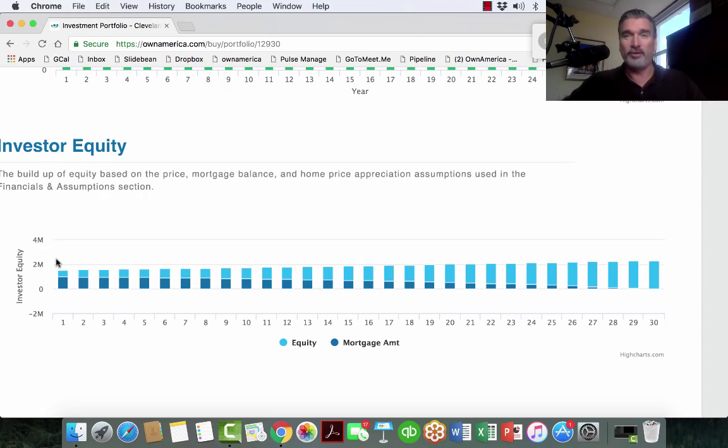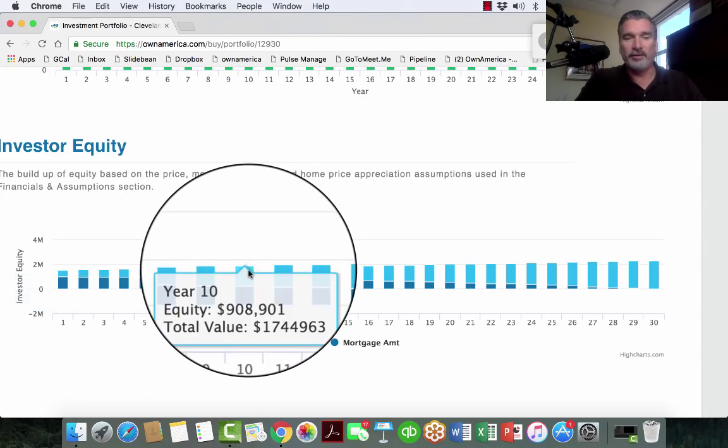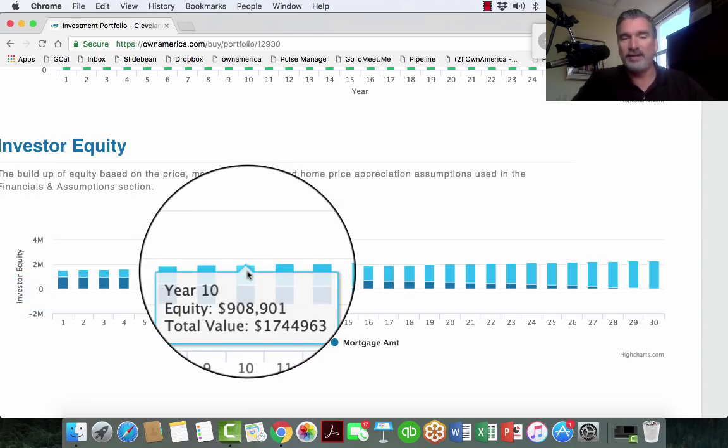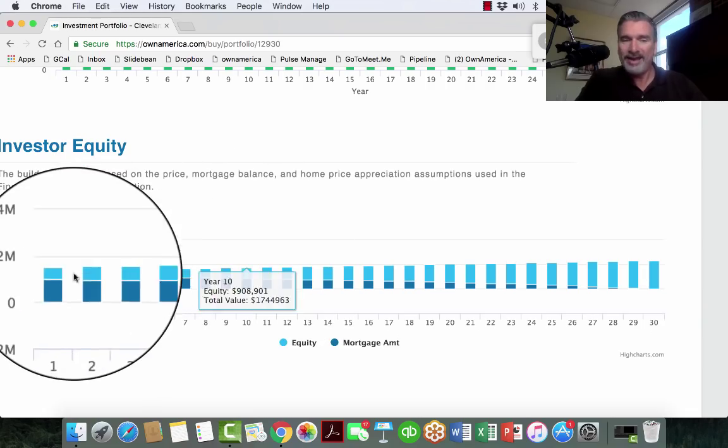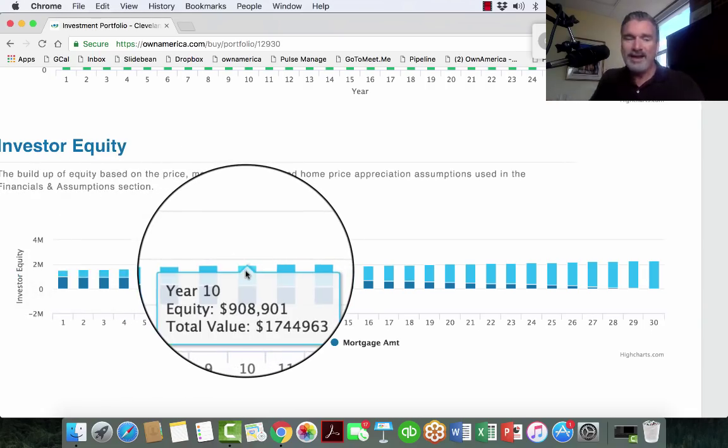I made $250,000. But now because I have this leveraged, I went in for $550,000, not $1.5 million. The value was $1.5 million, but I only put down $550,000. 10 years later, I have equity of $908,000. I made $400,000 or $350,000 instead of $250,000. Now, how in the world did that happen when the property appreciated the same in both cases?